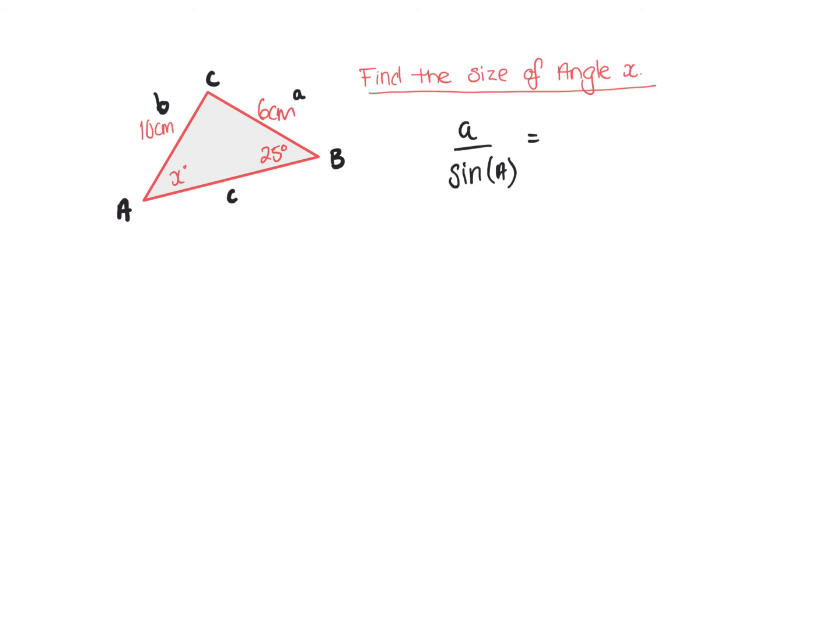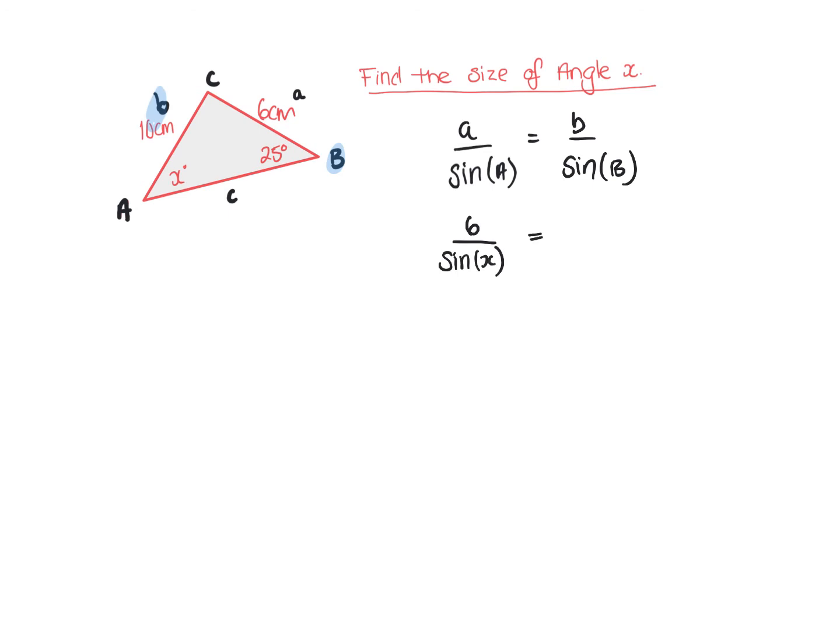Then I also have both of b, if you look here. So I'll use b as well to set it up. So that's what I'll use. Okay, so then I'm going to plug in what I know. I know that side a is 6, and I don't know what sine x is.